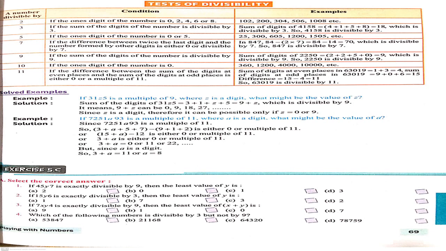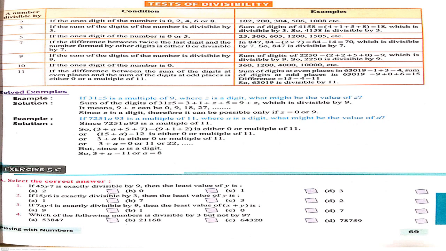Test of divisibility. So यहाँ पर आपको एक टेबल दी गई है. तो फर्स्ट कॉलम में आपको अ नंबर डिविजिबल बाय लिखा हुआ है, देन कंडीशन लिखी है एंड लास्ट एग्जांपल लिखे गए हैं. ओके, नाउ फर्स्ट आप देखेंगे 2. तो इफ द वंस डिजिट ऑफ द नंबर इज 0, 2, 4, 6 और 8 और एग्जाम्पल आपको साथ में दिए गए हैं.